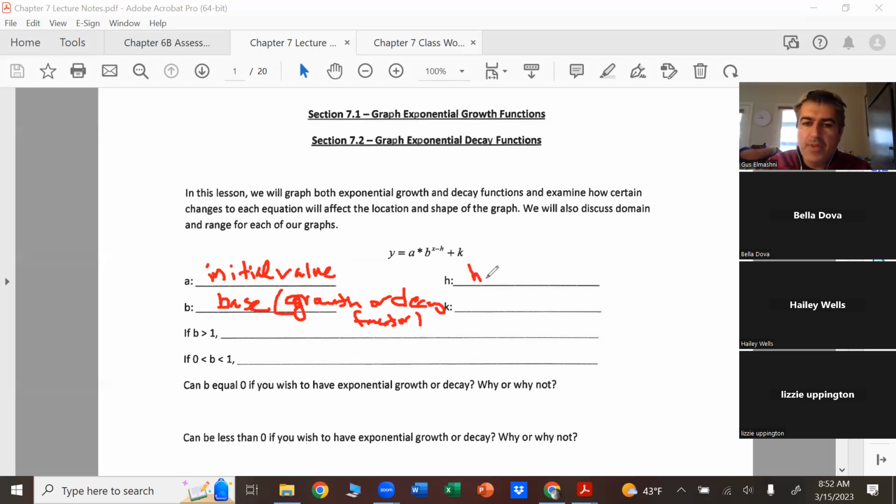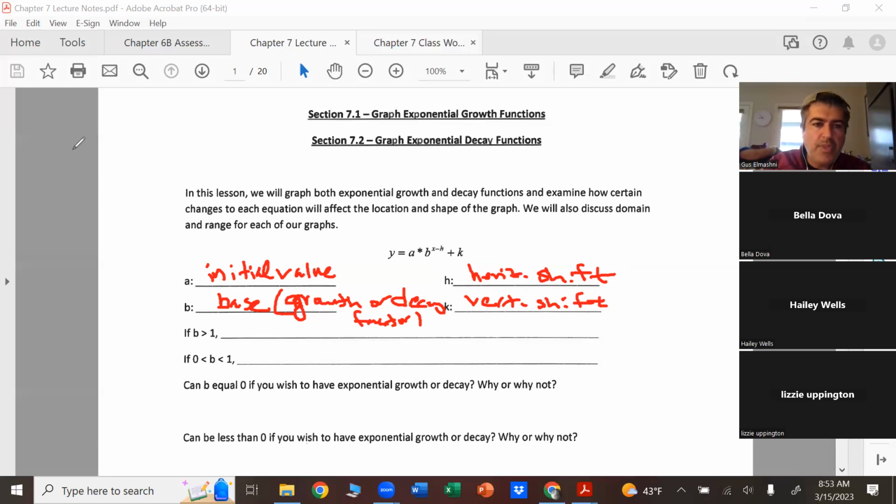H is going to be the horizontal shift. And K will be the vertical shift. That's kind of the typical expectation for transformations. H is horizontal shift, K is vertical shift. Textbooks like use those letters. And so it's A times B raised to the x minus H plus K.